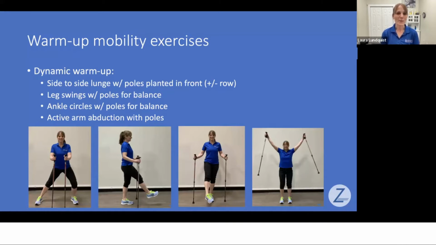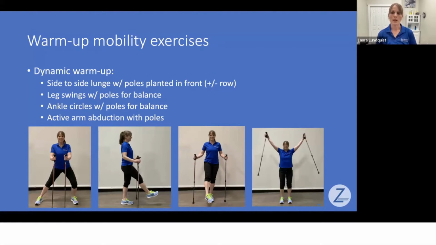Okay, so in the dynamic warm-up, we've got, of course, lots of things we can do. A dynamic warm-up, the idea is that we're stretching those muscles through movement. And so what we want to do with the poles is just incorporate them in as a steadying point, or perhaps as a little bit of an increase for the muscles activation. So this side-to-side lunge would be the first one that you see there, where I've got the poles planted in front of me, legs wide, and then you're able to just use those poles planted in front, almost like a little bit of a fulcrum as you move from one side to the other.